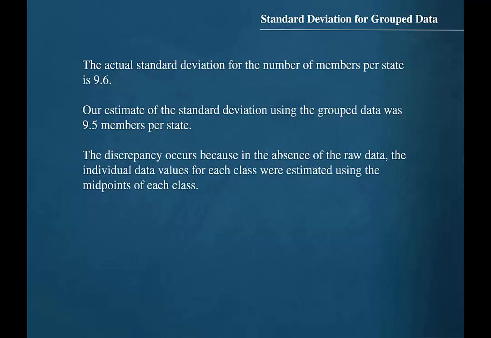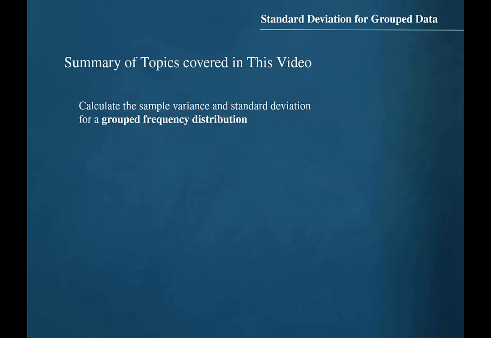The discrepancy occurs because in the absence of the raw data, the individual data values for each class were estimated using the midpoints of each class. In this video, we learned how to calculate the sample variance and standard deviation for a grouped frequency distribution.